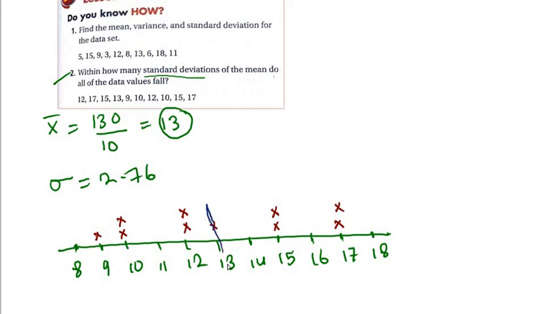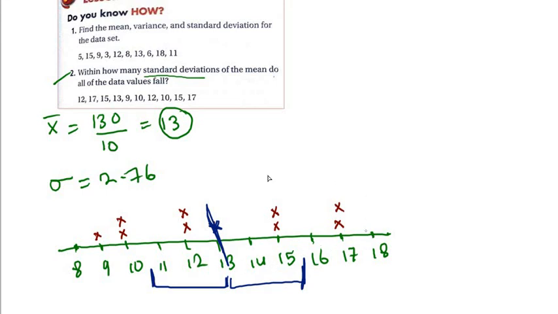Now the mean is 13. Now we go one standard deviation to the right. 13 plus 2.76 is almost here. And 13 minus 2.76 is almost here. Somewhere between 10 and 11.